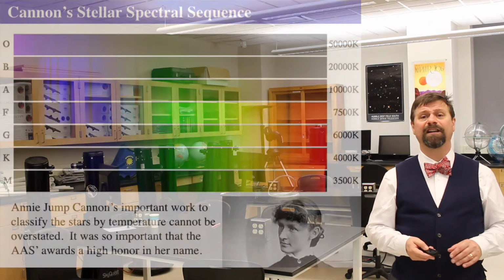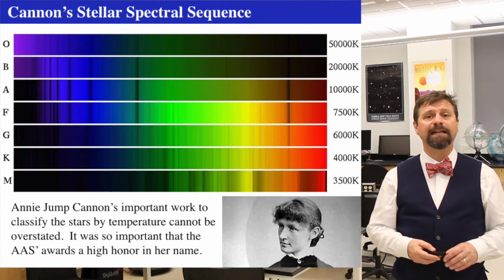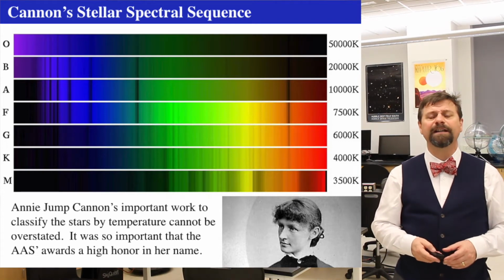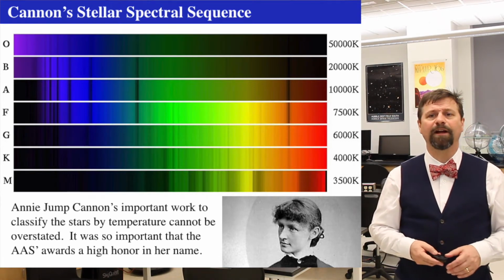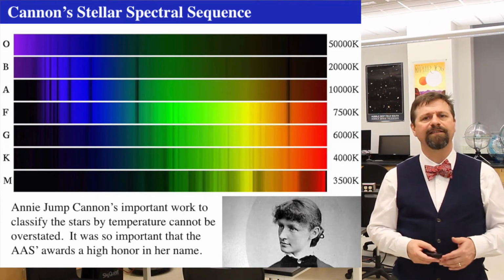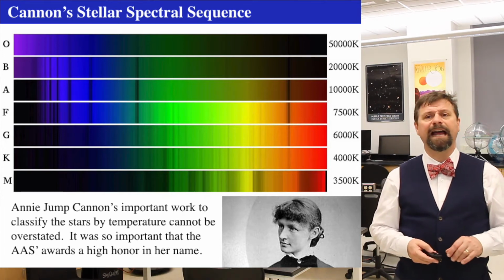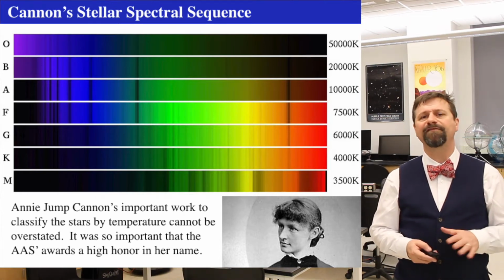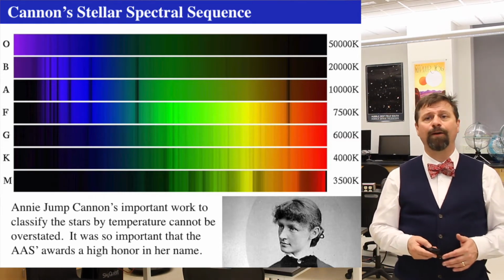Wow, just astonishing. There's a reason why the Annie Jump Cannon Award of the American Astronomical Society is one of the most prestigious awards that one can be bequeathed for lifetime research in astronomy. All right, so her stellar spectral sequence was incredibly important, and we cannot overstate its work. It classified stars from O's, which are brightest in the blue, to M's, which are brightest in the red, comparatively. And she determined that the temperatures of the stars ranged from about 50,000 Kelvin in the O's all the way down to about 3,000 in the M's.